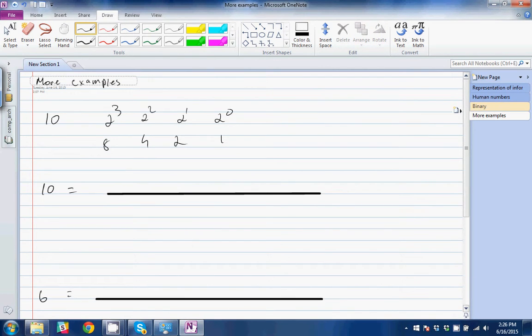Here we have the number 10, and I've already written out the bases for you so that you don't forget. So again, we have 2 to the 0, 2 to the 1, 2 to the 2, and 2 to the 3. Now, I want you to pause the video, and try and figure out what the binary representation of 10 is. So remember, you want to know if there's a 1 or a 0 in the 8's place, a 1 or a 0 in the 4's place, a 1 or a 0 in the 2's place, and a 1 or a 0 in the 1's place. So pause the video right now and take your time, and then we'll come back to it after you're done.